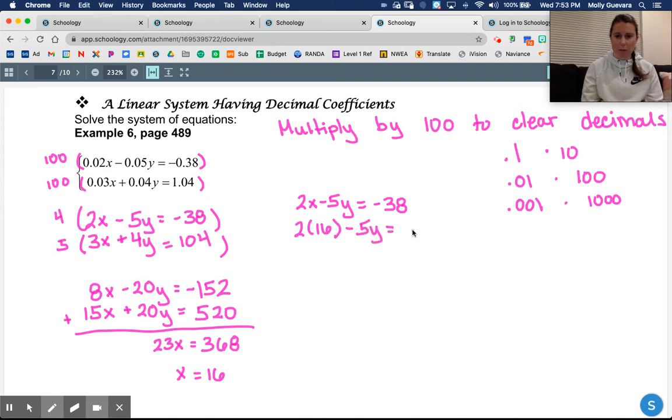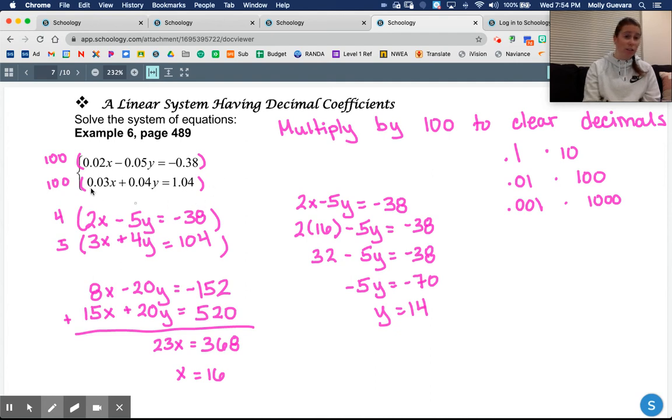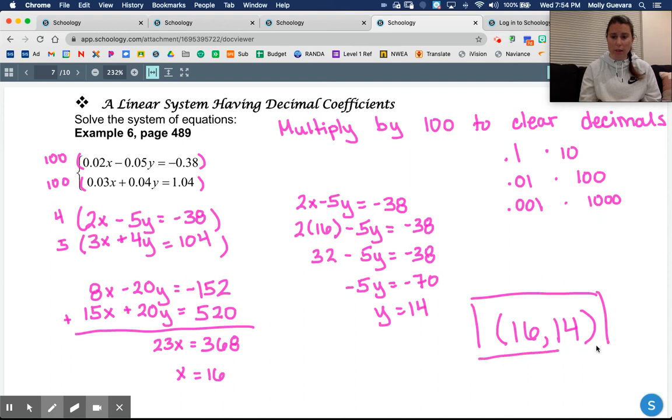At this point, we should feel pretty comfortable solving with elimination, right? Just using these helpful hints to help us along the way. I'm going to subtract 32 to the other side, and I get negative 5y equals negative 70, and so y is equal to 14. So these two graphs, even though they have all these crazy decimals, if I were to graph them, they would cross at the point 16, 14. So there's one solution. These graphs only cross at one point, and that one point is 16, 14.